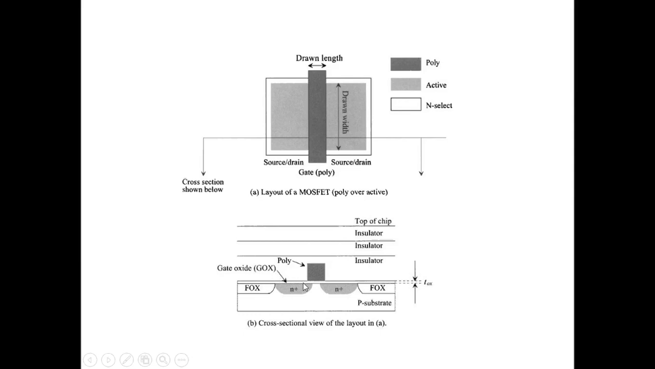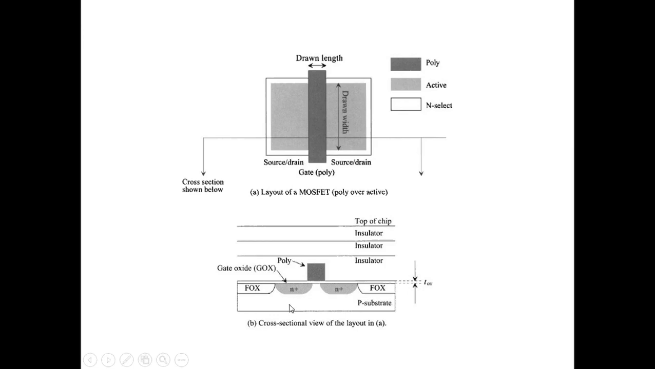Now we have an opening here and here, and if we place N select or P select, what it does is, in the opening it will deposit N plus and N plus or P plus and P plus, depending upon the layer you selected, whether it is N or P. That is how we get N plus and N plus here.